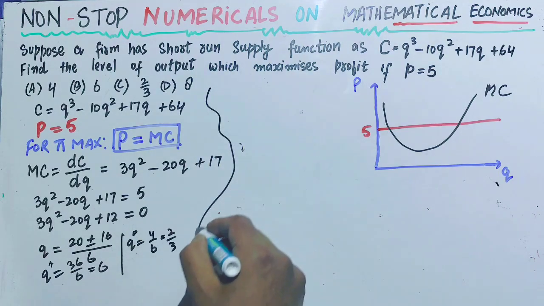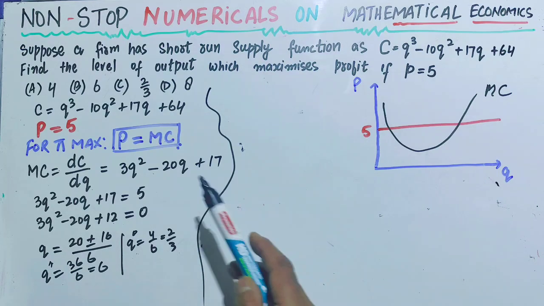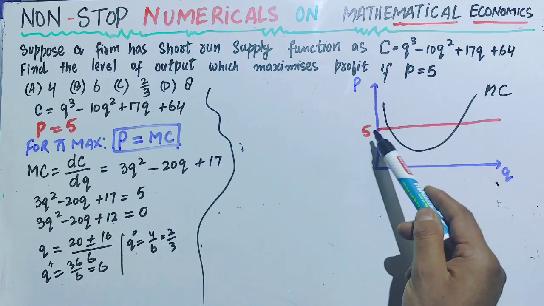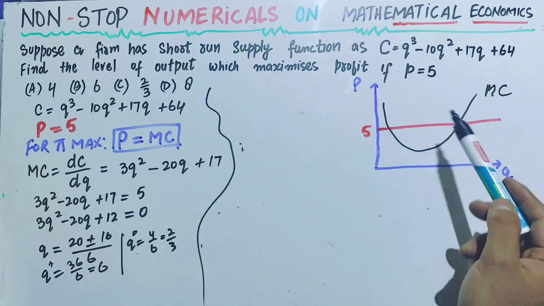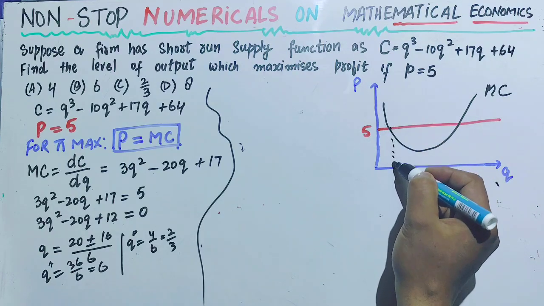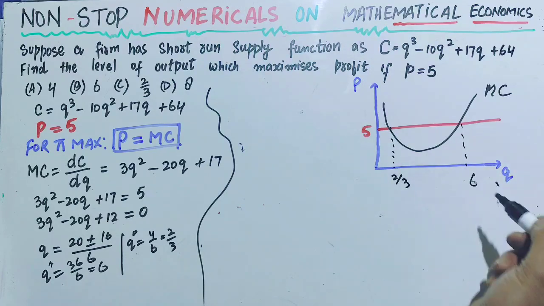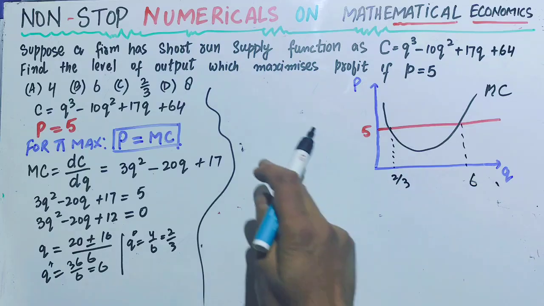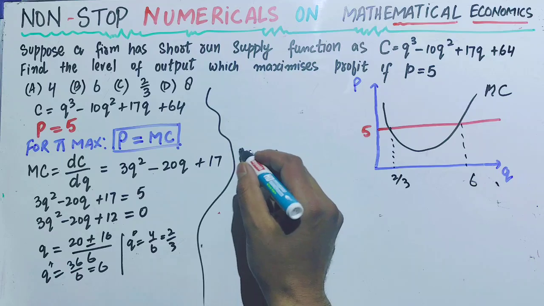So we got two values for Q. Now we need to find out which of these satisfy the second order condition for maximization. For profit maximization, price should be equal to marginal cost. That means the price line is intersected by the marginal cost at 2 points, when Q is equal to 2 upon 3 and when Q is equal to 6. Between these two, we need to find out which actually maximizes the profit. So we need to find out the second order condition.